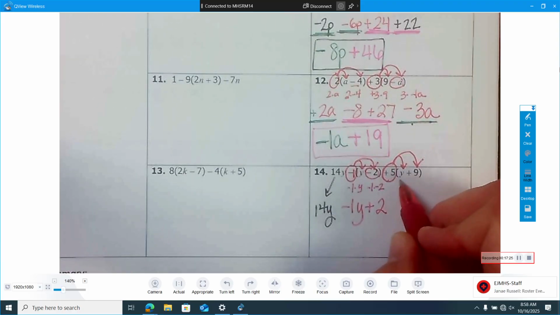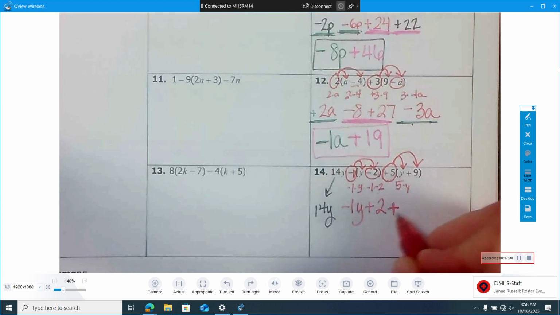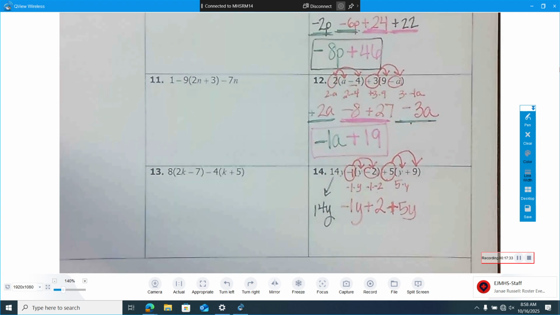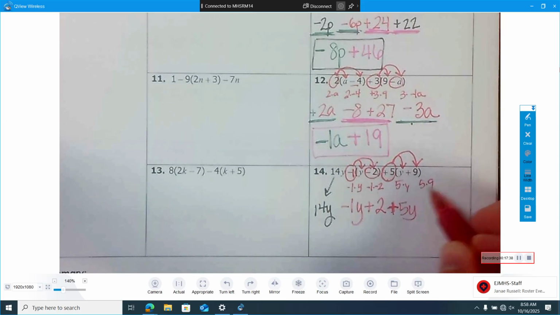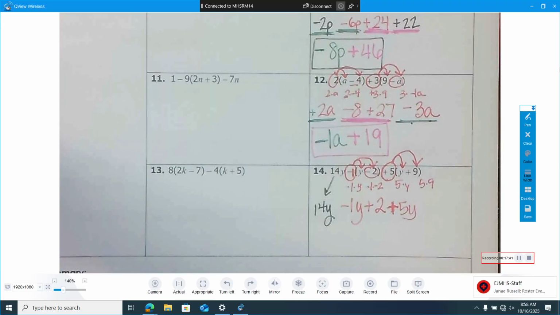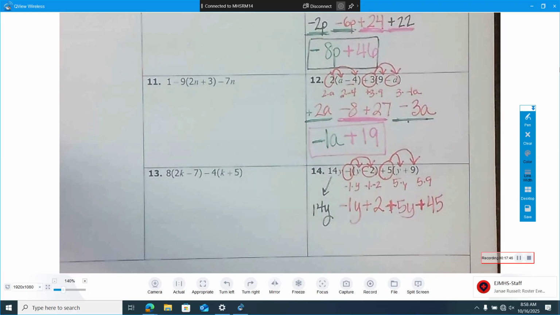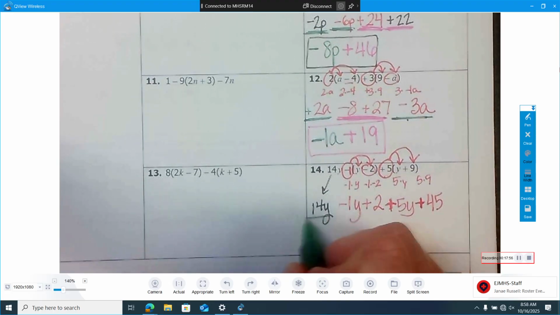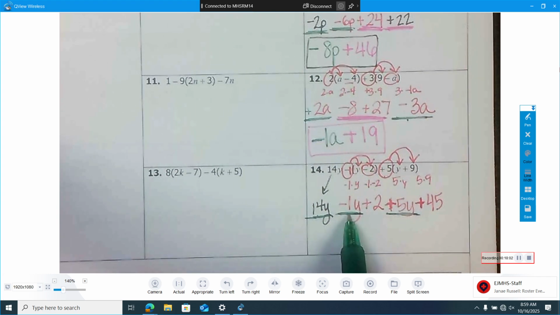Over here in our second grouping, we have 5 times y, which is positive 5y. Give yourself a sign every single time, positive or negative. And then 5 times positive 9, positive 45. All right, every time we got to have a sign. Okay, what's the things that we can combine? What are our like terms? Beautiful. Everything that has a y. 14y, negative 1y, and 5y.